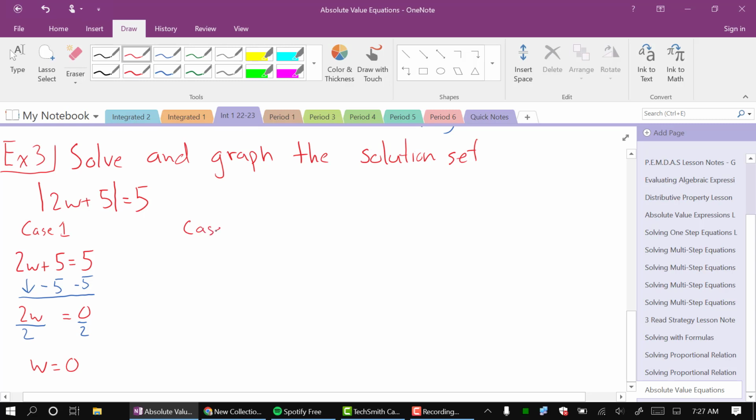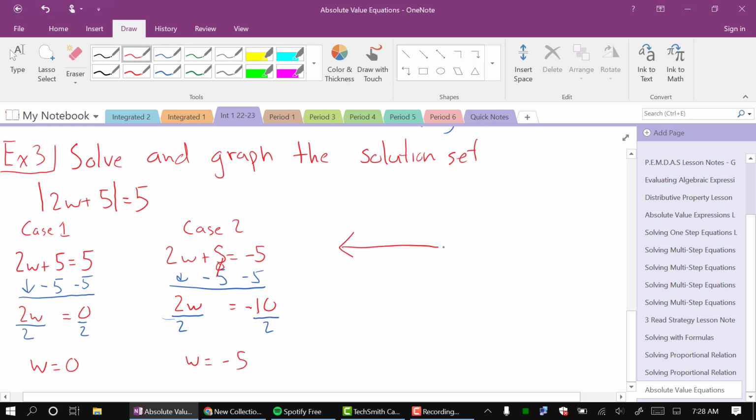Case 2. 2w plus 5 equals negative 5. What happens if the expression inside the absolute value is negative? So I'm going to subtract 5 from both sides. I'm not doing anything with this variable term, so I'm going to just bring that down. Negative 10, because this is a 0 right here. Negative 5 minus 5 more is negative 10. Undo the multiplication. So the opposite of multiplication is division. So divide both sides by 2, and I get negative 5.